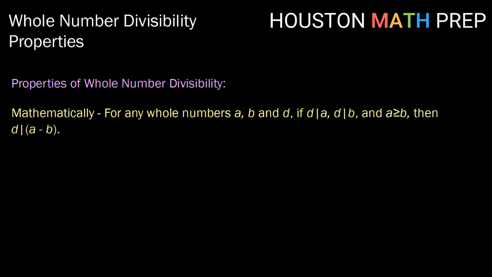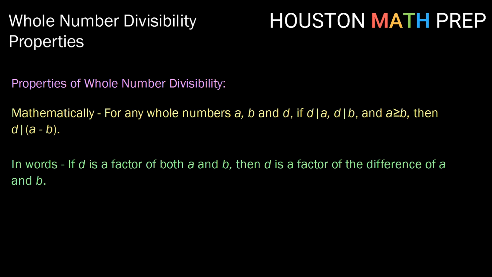Our next property of divisibility has to do with subtraction, and that says that for any whole numbers A, B, and D, if D divides A and D divides B, and A is larger than B, then D divides A minus B. Now this A greater than or equal to B is only there because, remember, for whole number subtraction, that subtraction is only defined where A is bigger than B. So if we put that in words, that would be if D is a factor of both A and B, then D is a factor of their difference.